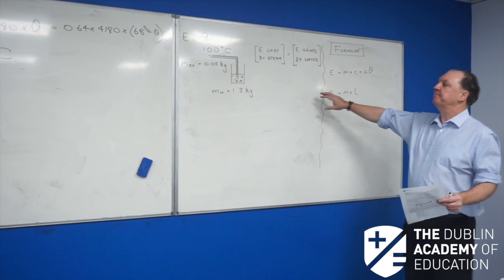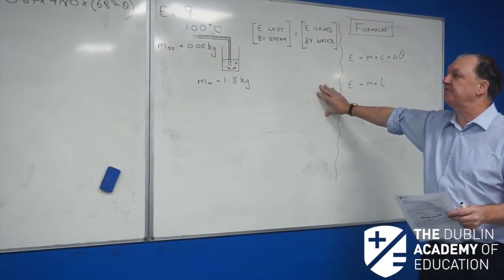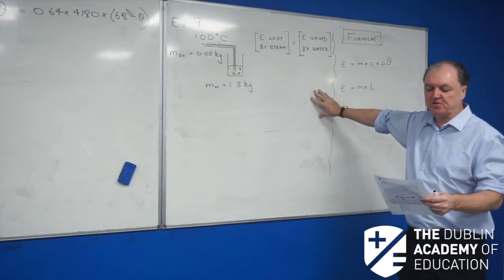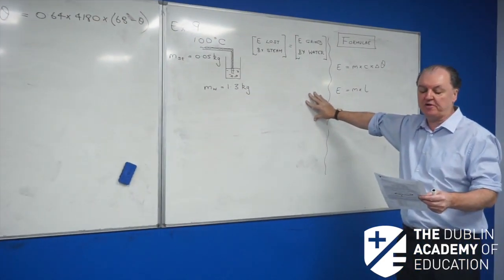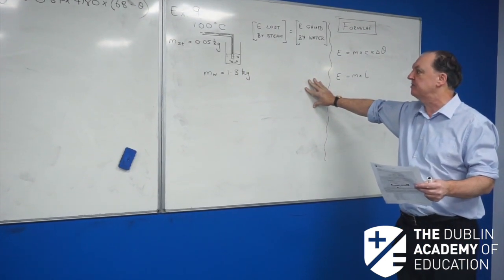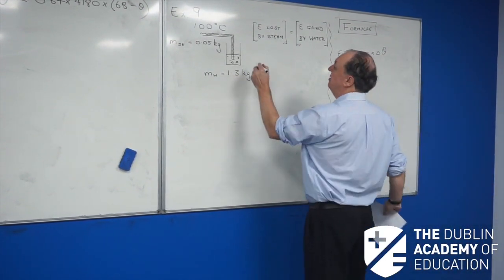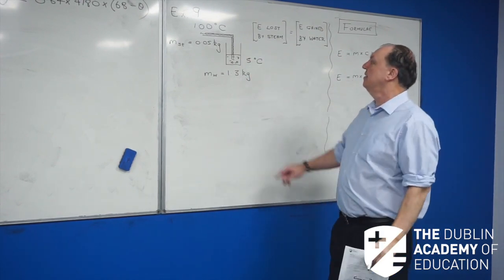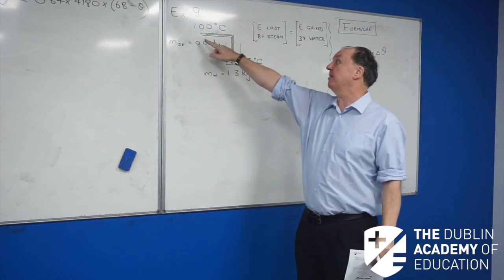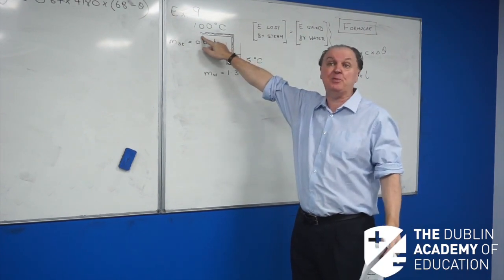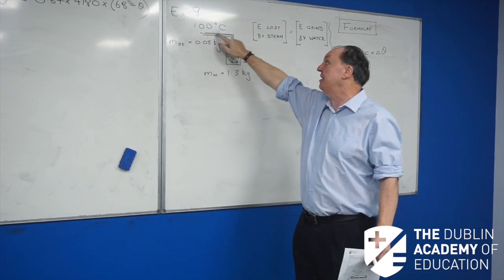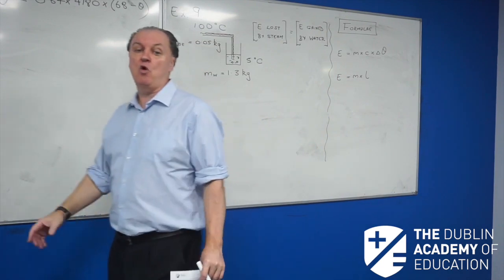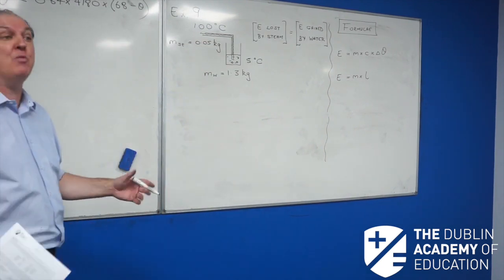In example 9, I've got 50 grams of steam at 100 degrees Celsius. It's passed into 1.3 kilograms of water at 5 degrees Celsius. So the temperature of the water is 5 degrees Celsius. How will I introduce the steam? Well, that could be a little pipe connected to a kettle, for example, and the steam comes rushing down in there, and it's going to condense in the water. Now we have to make sure it doesn't bubble through the water and escape.